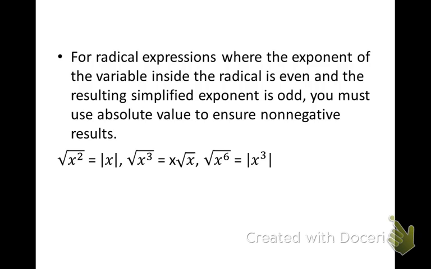And so this statement says, for radical expressions where the exponent of the variable inside the radical is even, and the exponent, once you simplify it, is odd, you must use absolute value. So we're going to put absolute value symbols around it if you want. I'm not going to count wrong if you don't, to ensure non-negative results. So here, the absolute value of x squared, that's even, but when you take its absolute value, you get an odd exponent, which is 1. You're supposed to use the absolute value.